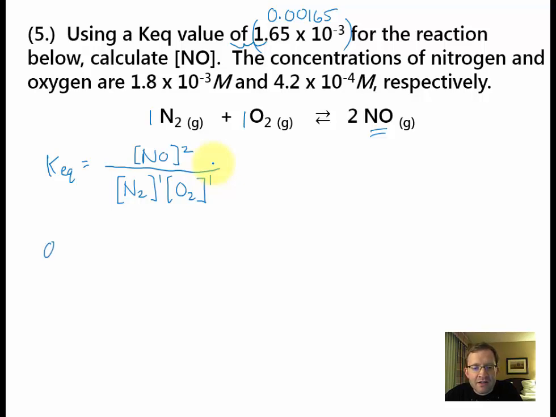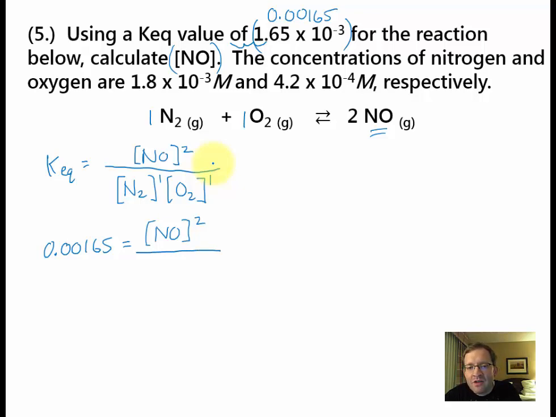I'm going to go ahead and just use it as the decimal form for this one, just for something a little different. Doesn't make it any easier, but that way you don't have to bother with scientific notation. Now you're being asked to find our NO concentration. So that's my top value up here. And just because I'm finding it doesn't mean I don't still need to keep that square on there, so make sure you do. And on the bottom, I've got N2 and O2.